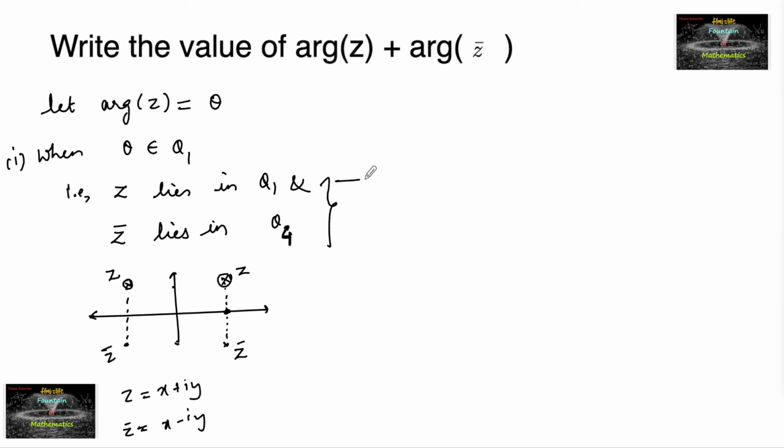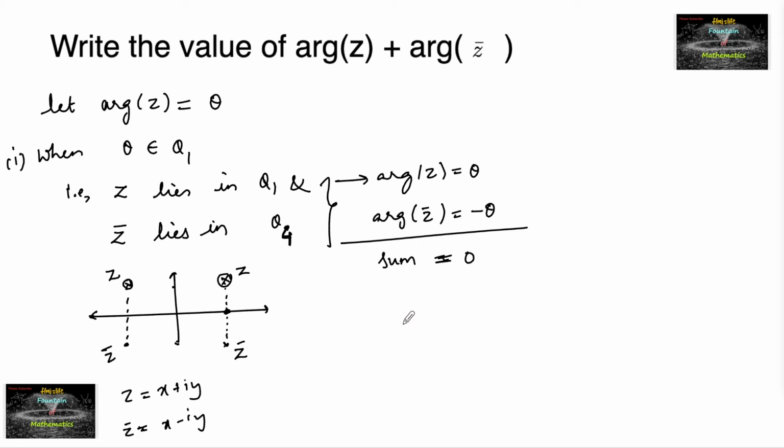So the argument of z will be taken as theta. Then the argument of z bar, since it is in the fourth quadrant, we take as minus theta. So the sum, argument of z plus argument of z bar, is equal to 0.